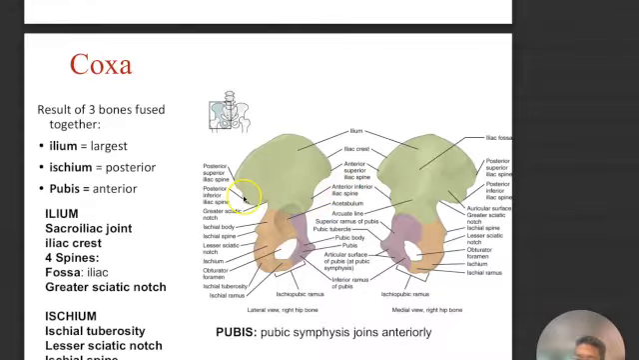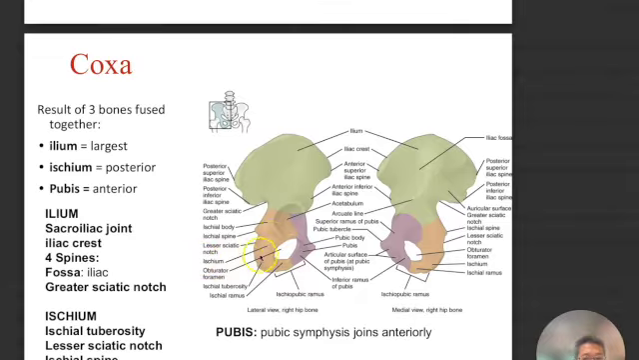Now in the back, very similar. The back just changes the word anterior to posterior. Posterior superior iliac spine, posterior inferior iliac spine. So posterior superior, posterior inferior, anterior superior, anterior inferior iliac spine. Unless you're a little bit dyslexic, you just have to try to memorize this.